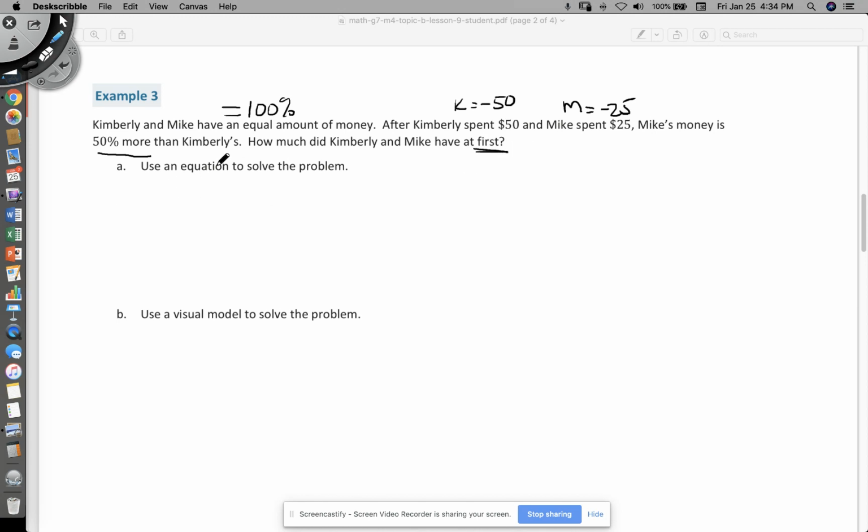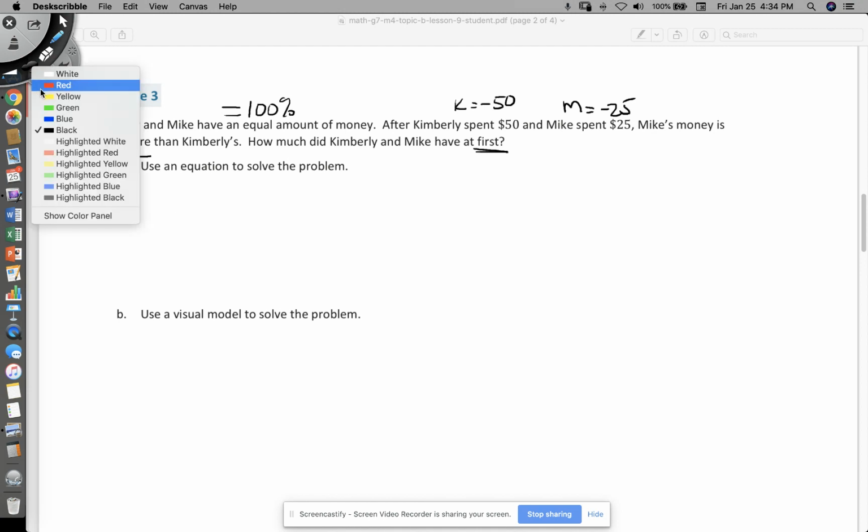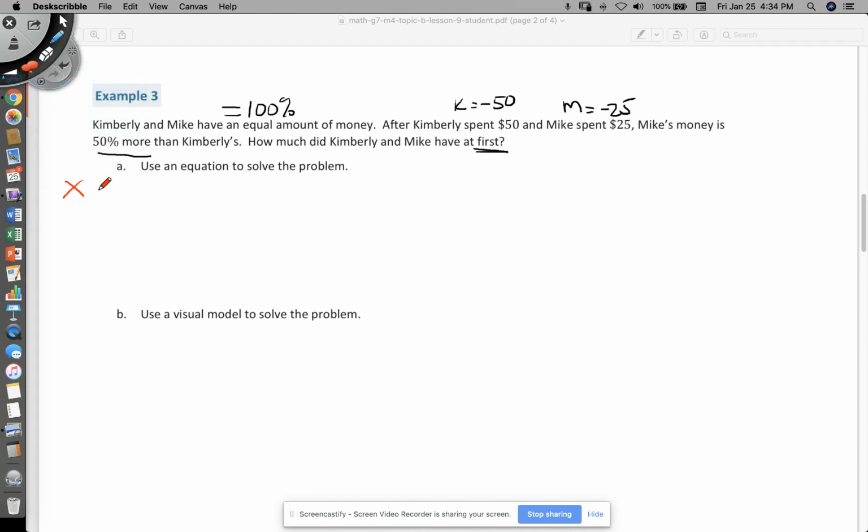All right, so we're going to do an equation first here instead of going straight to the math. So I'm going to let my X, I'm going to make it red, and this red X is going to represent Kim's money. So I'm going to find out how much Kim has because she has spent $50 and she's at the 100%. And if I can figure out what she has, then I can figure out what both of them had at the beginning. All right, so here we go.